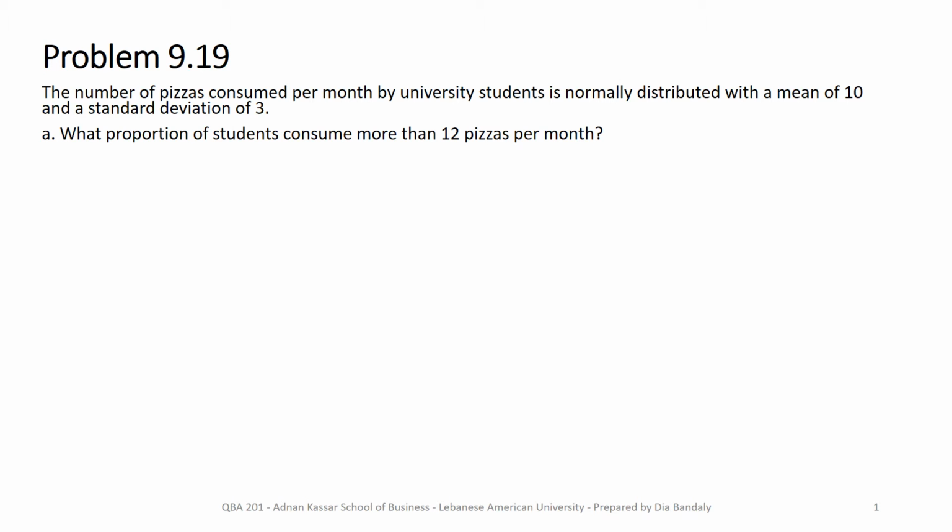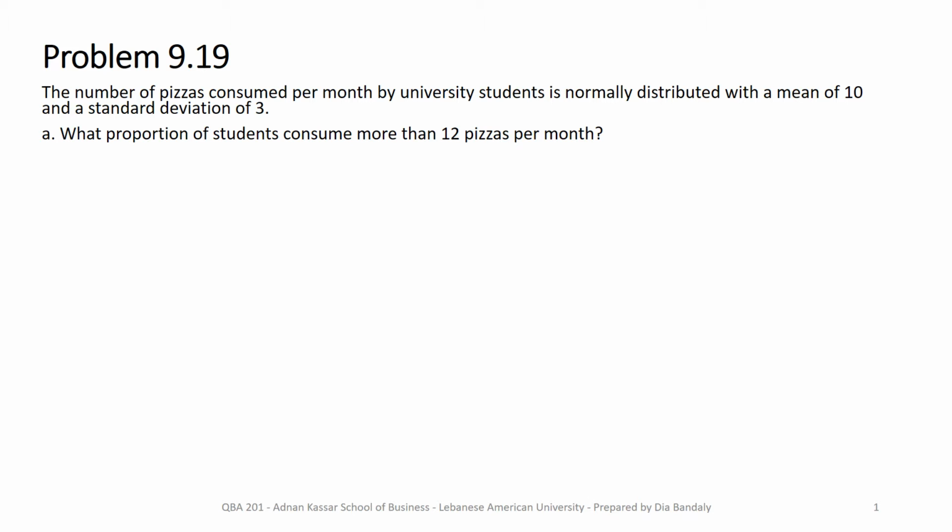Okay, the first part of this problem should be familiar for you now, but the second part is not straightforward. I don't want to use the word tricky because it's not tricky, but you need to do some conversion in order to answer the question.